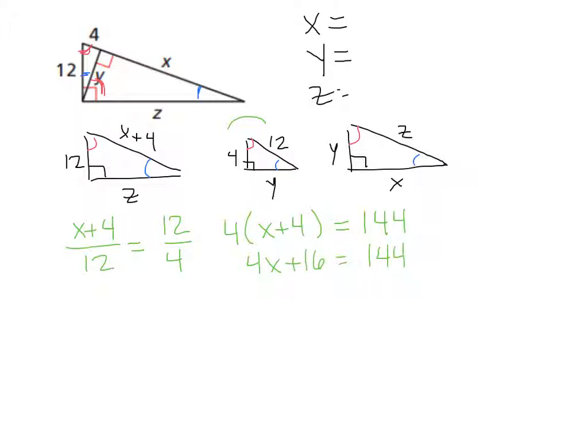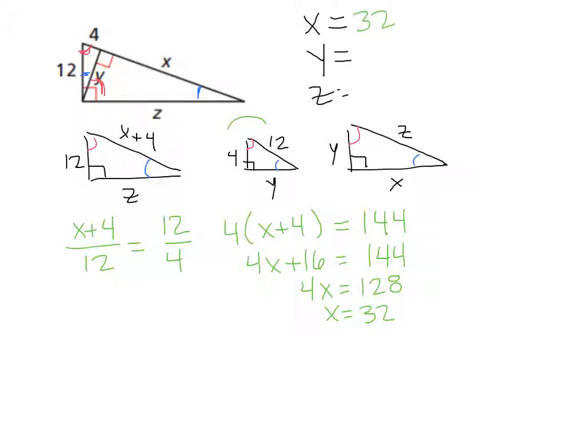Do a little bit more algebra by subtracting 16 from both sides, and you will have to do 144 minus 16, which is 128, and divide both sides by 4, and you should have the value of x. So we can say that x equals 32. I'll add that up here.